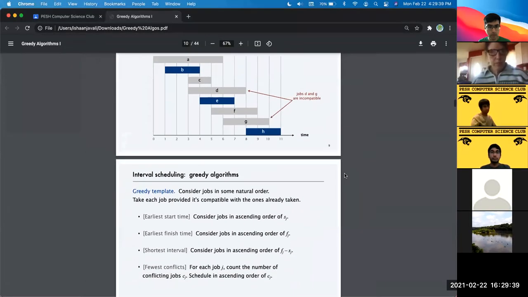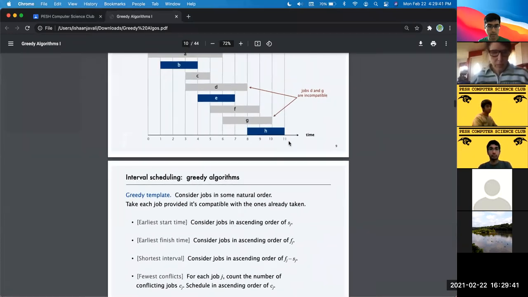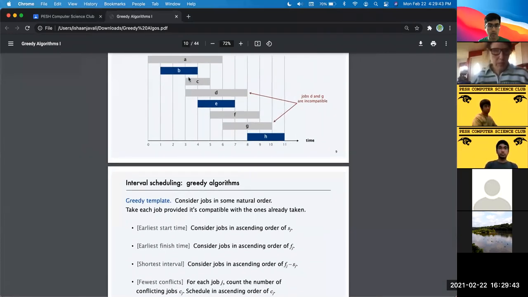So here are the intervals, and we want to figure out the maximum number of intervals we can take that do not overlap with each other. And these are some possible templates that may work, but only one of them works, so just try them out.